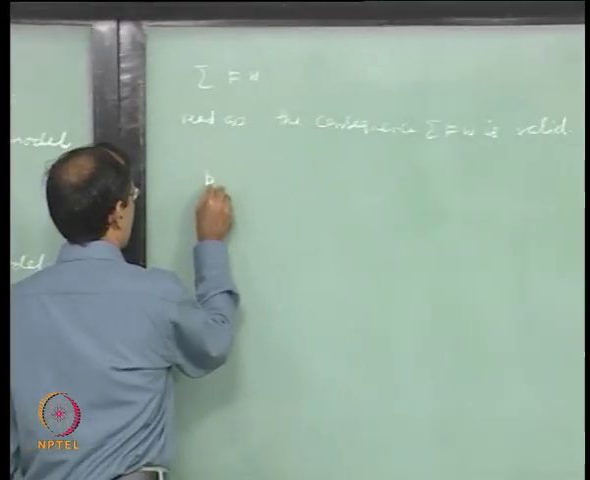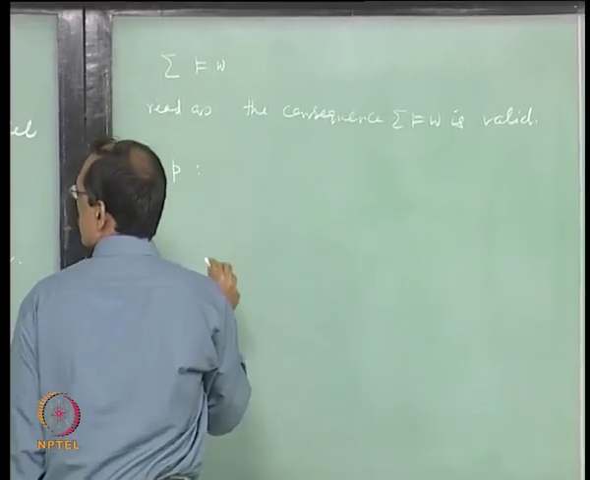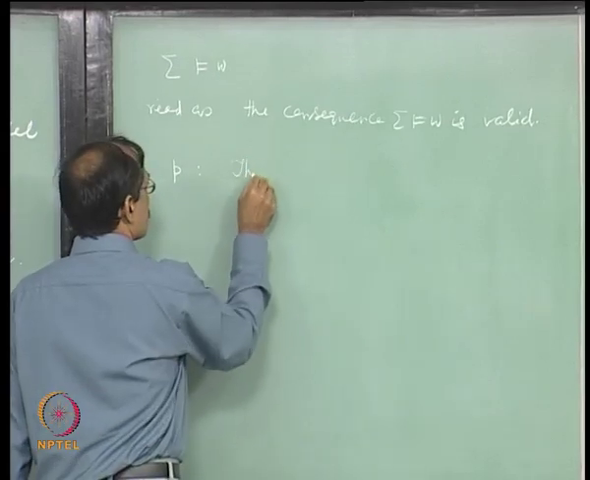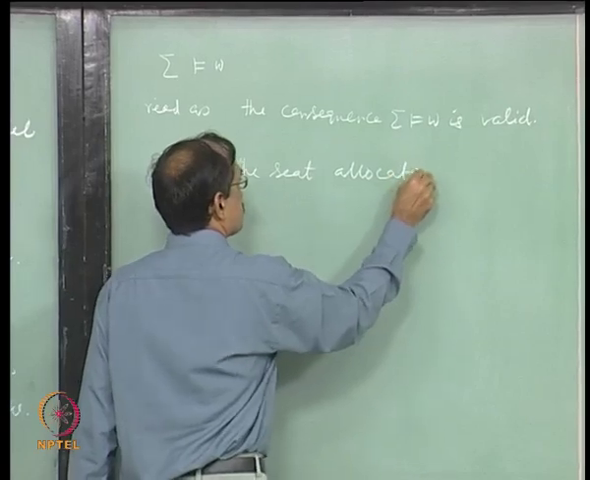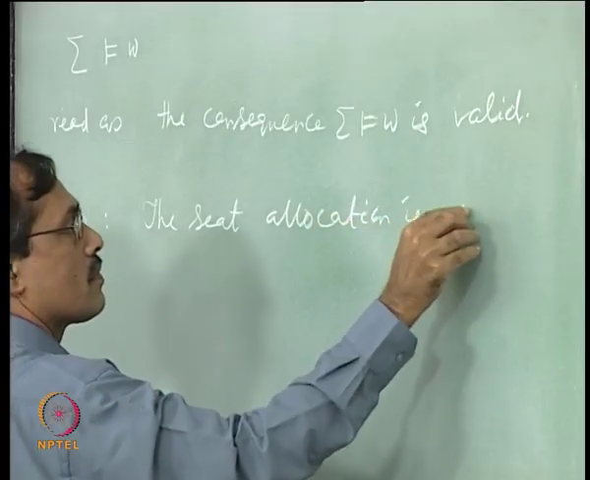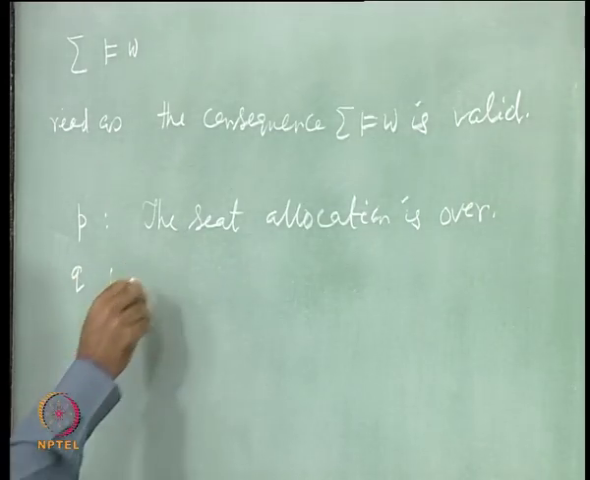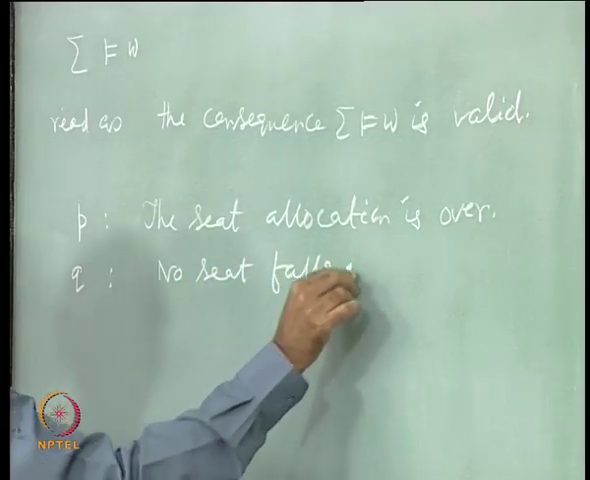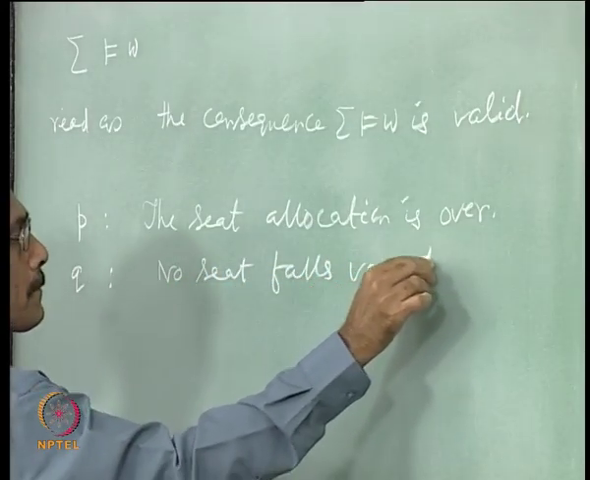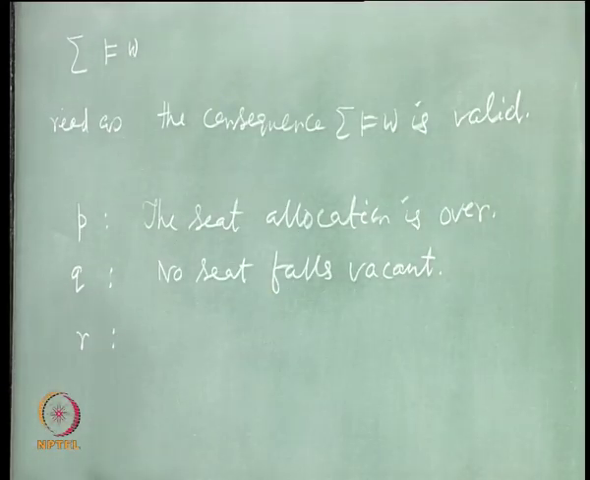Say P stands for the seat allocation is over. Next, Q stands for no seat falls vacant. And R stands for the admission fee is reasonable.